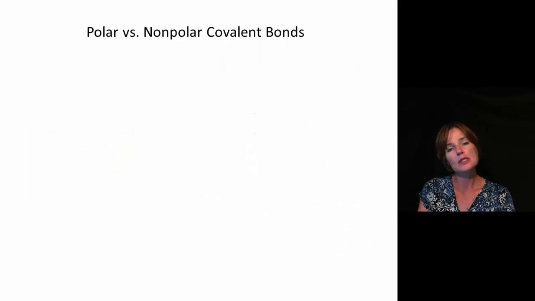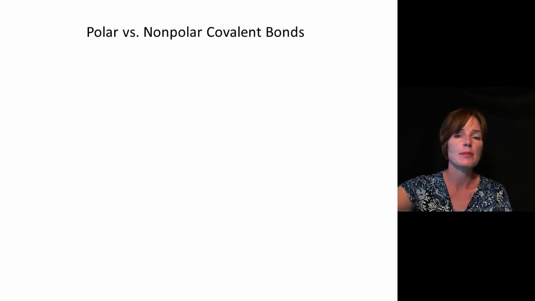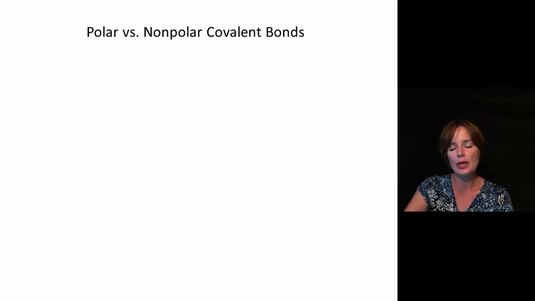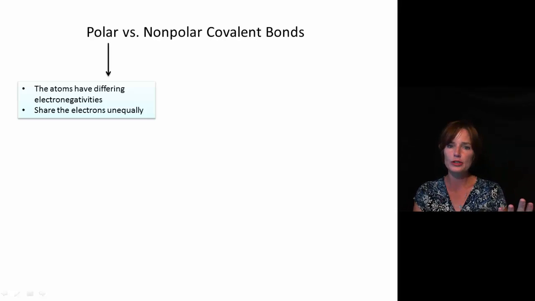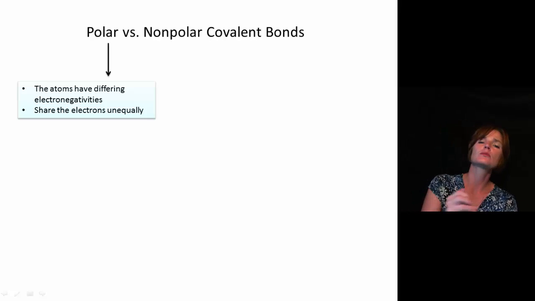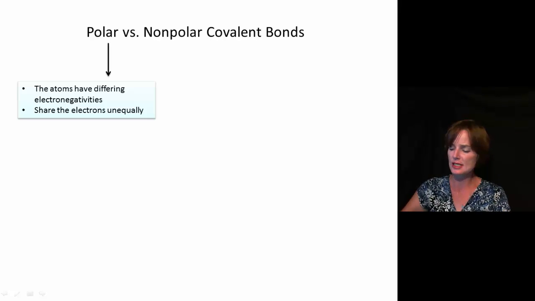We have two different names for our covalent bonds depending on how well the sharing is going. And again, this is all about the strength of the participants in that particular sharing. The polar covalent bond is what we call it if the atoms have different electronegativities. So if one is really strong and one is really weak. So again, if one is strong and one is weak, the strong one is pulling those electrons over towards itself.